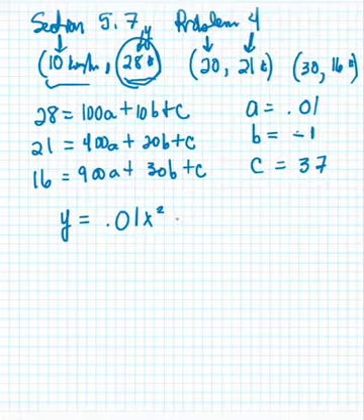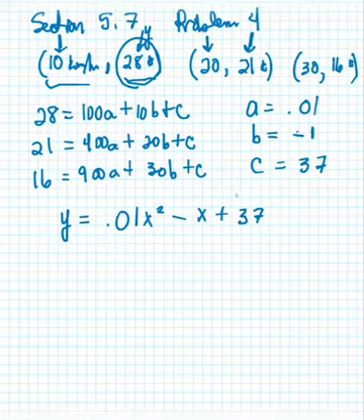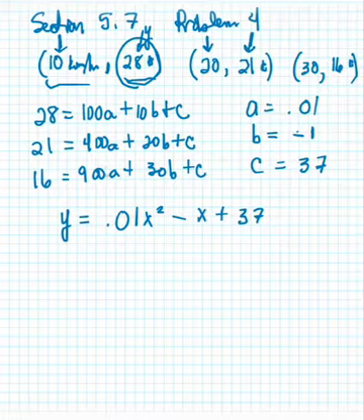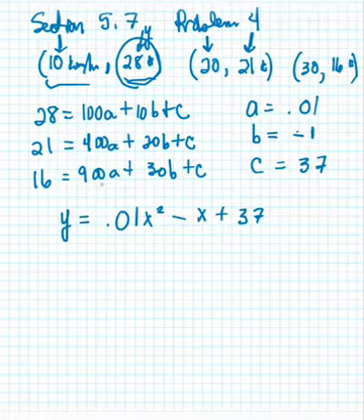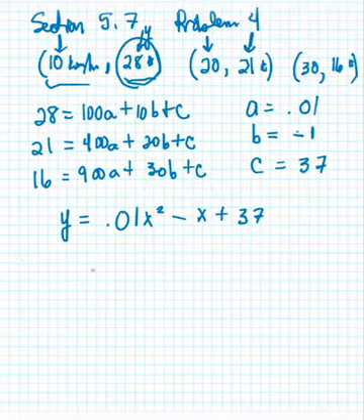All right, minus x plus 37. That's what I got. Putting in 110, 128, 420, 121, then 931 and 16. So I put those into my calculator. I did RREF, and I got A is 0.01, B is -1, and C is 37. And so this is what I get from my quadratic equation.